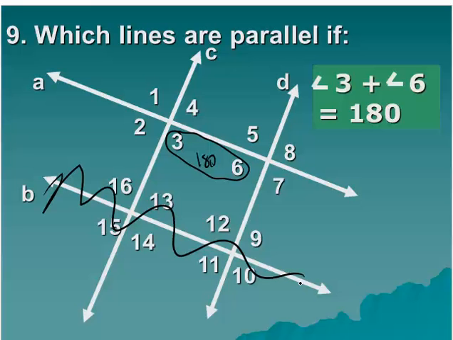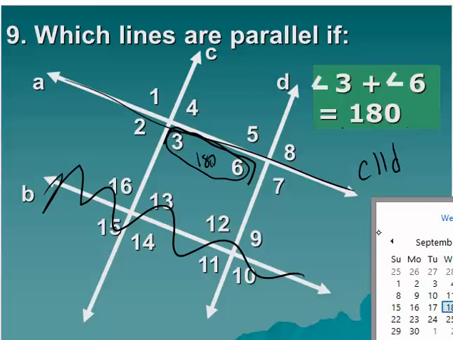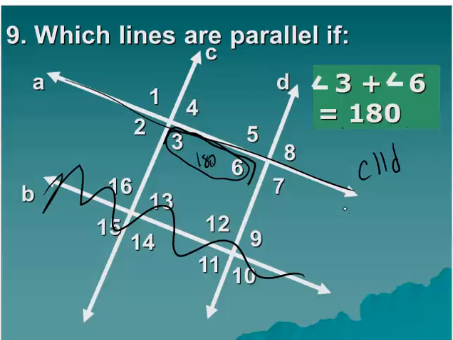Looking at 3 and 6, they're both interior, but they're on the same side of our transversal A. Therefore, these are same side interior or consecutive interior angles. Those are a special pair that in order for lines to be parallel, they must add up to equal 180. And that's what we were given. So line C is parallel to line D. And for a reason, I could put consecutive interior or same side interior angles converse. If you're stating that the lines are parallel, you must have the word converse.